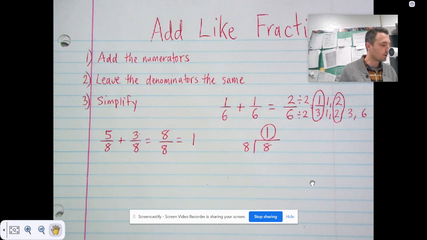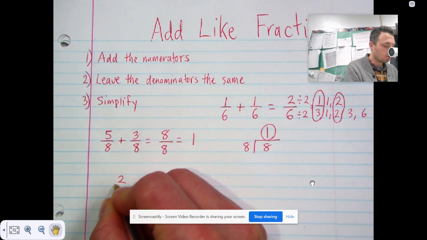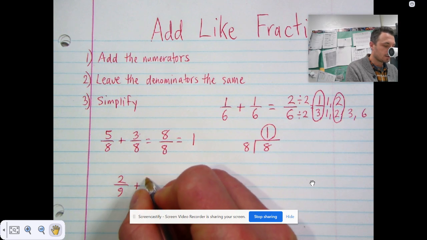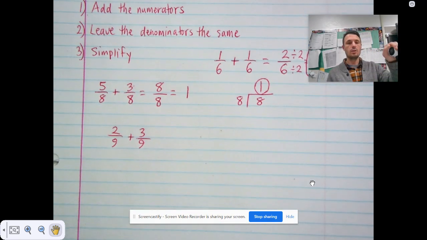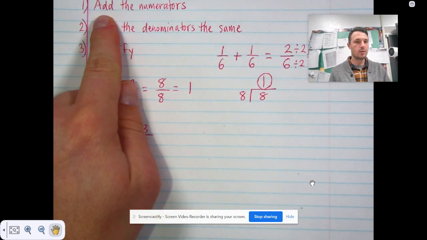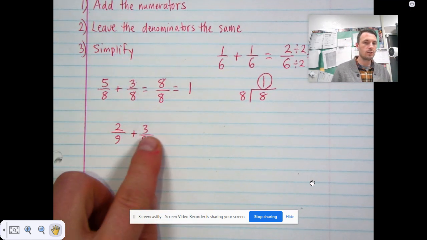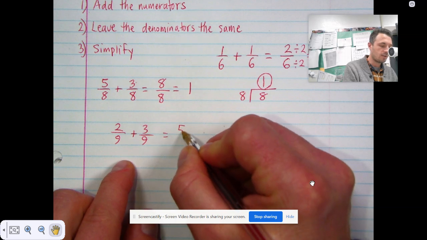Let's do another example. Let's do 2/9 plus 3/9. Okay, we add the numerators. 2 plus 3 is 5.